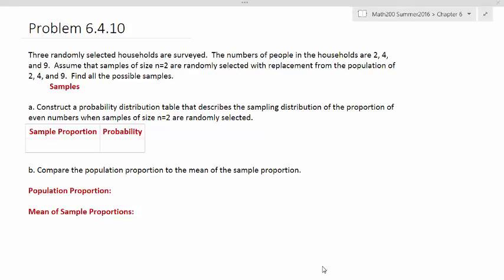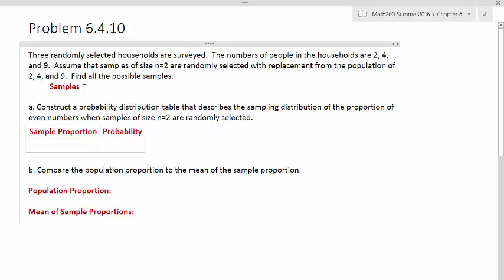This is a problem from section 6-4, similar to your homework assignment. It says here that there are 3 randomly selected households that are surveyed. The number of people in the households are 2, 4, and 9. Assume a sample size of n equal to 2 is randomly selected with replacement from the population of 2, 4, and 9. Find all the possible samples.